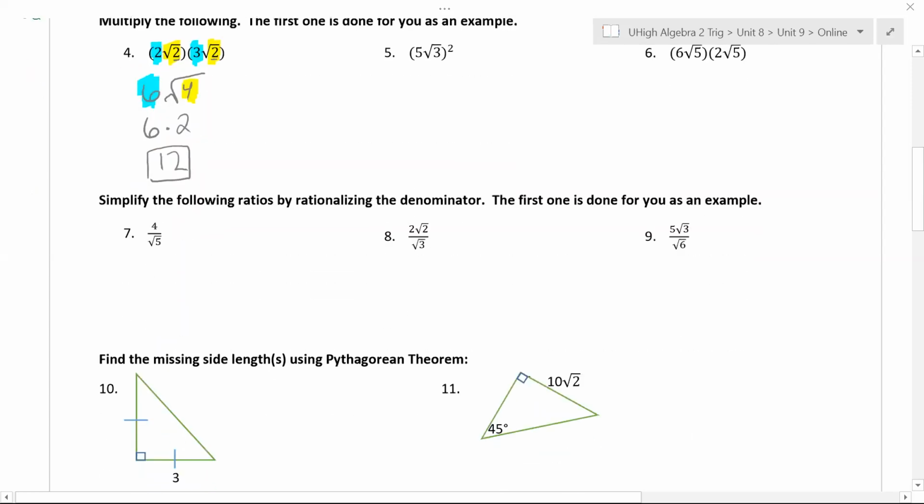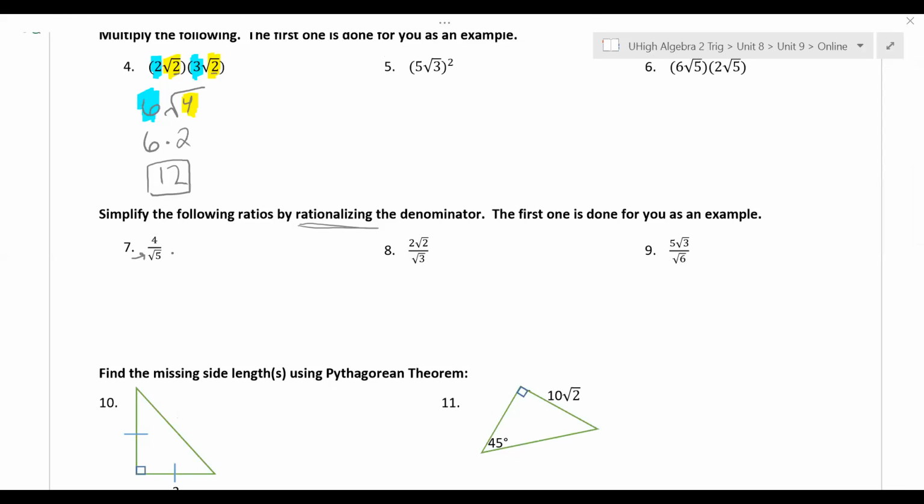All right, simplify the following ratios by rationalizing the denominator. When we're talking about what it means to rationalize the denominator, that means I want to get this square root here out of my denominator. We just don't like to write things with square roots in the denominator, so we want to get rid of that. In order to do that, I have to multiply my denominator by something that would get rid of the square root.